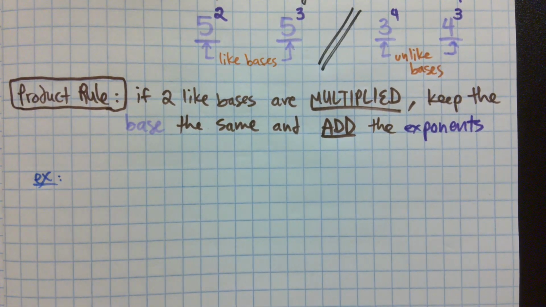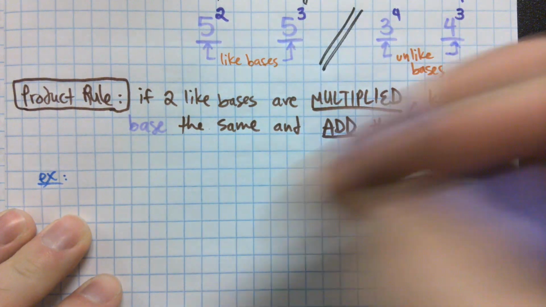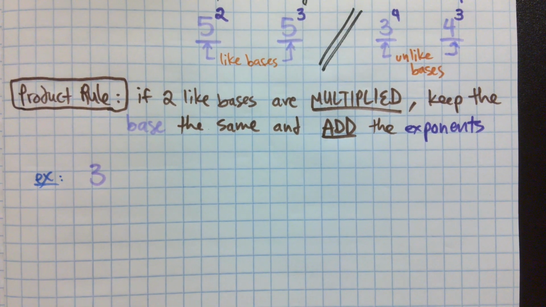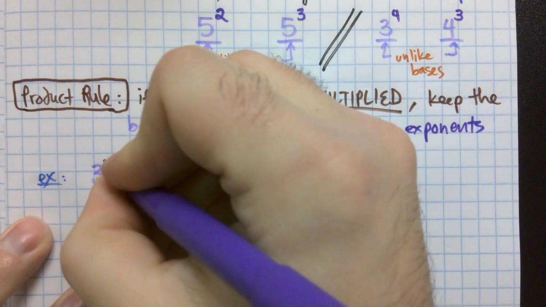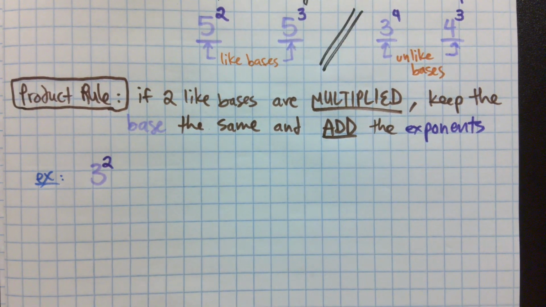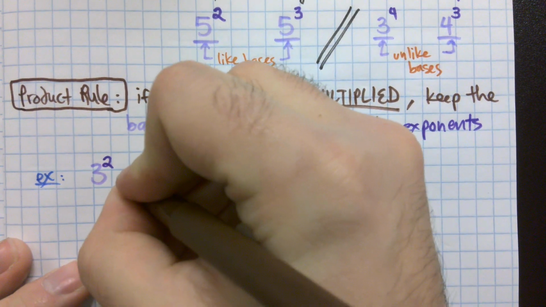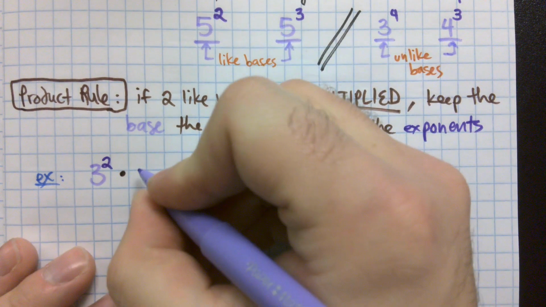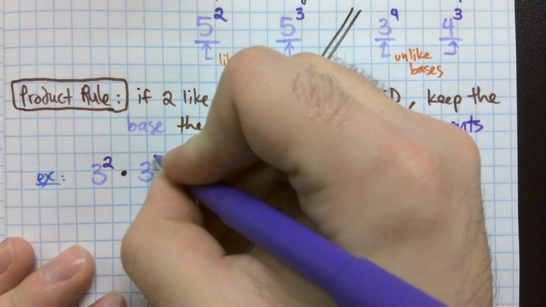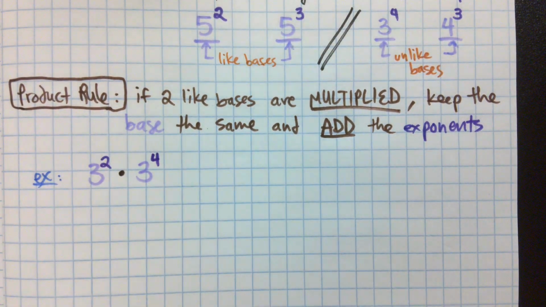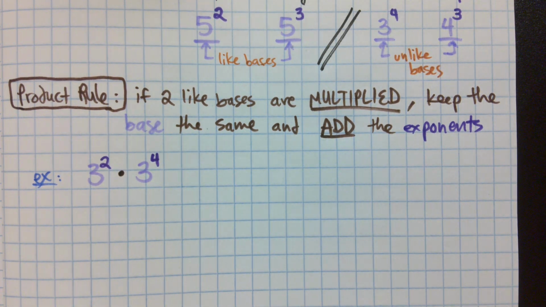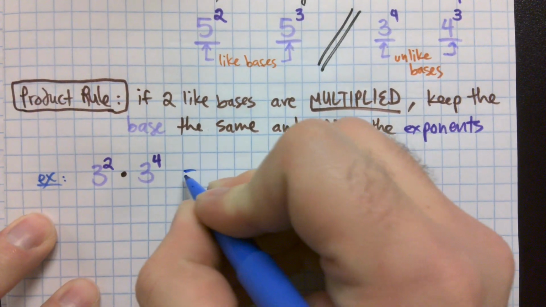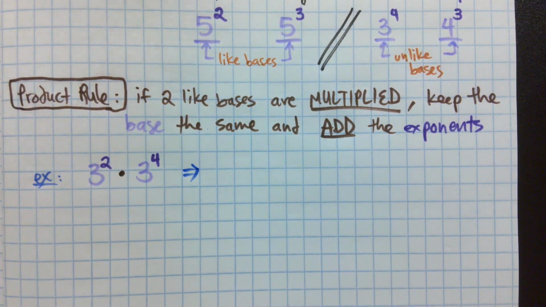So if we have 3, let's do 3 to the second power, or 3 to the power of 2, times, that little dot in the middle means times, right? We don't really want to use x as a multiplication sign because we'll think it's a variable. Times 3 to the 4th power. Let's take a look at what we're going to do.